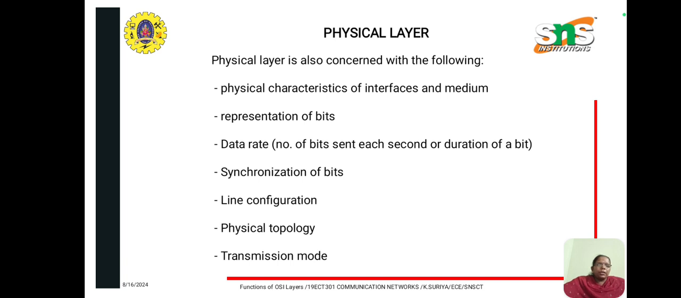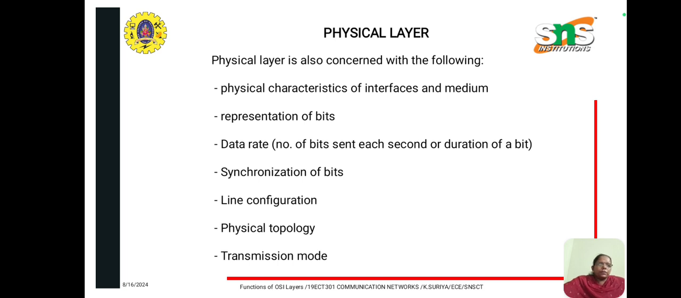Next one is line configuration. The physical layer is concerned with the connection of devices to the media. In a point-to-point configuration, two devices are connected through a dedicated link. In a multi-point configuration, a link is shared among several devices. Next one is physical topology. The physical topology defines how the devices are connected to make a network. Devices can be connected by using a mesh topology, a star topology, a ring topology, a bus topology, or a hybrid topology.